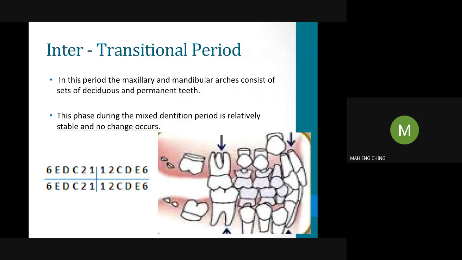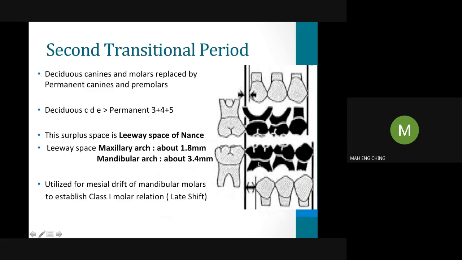Okay. In the intertransitional period, nothing happens. Usually everything looks the same until 3, 4, 5 erupt. 3, 4, 5 will stay until they erupt. Then it becomes the second transitional period. In the second transitional period, you have to look at the leeway space.